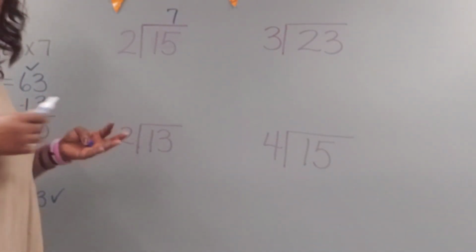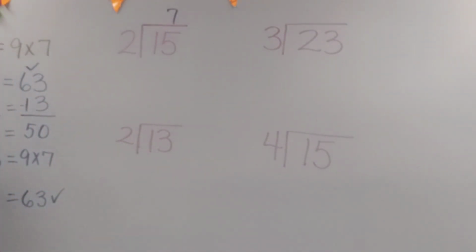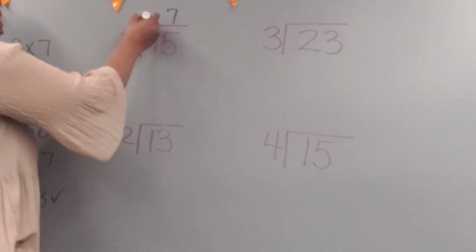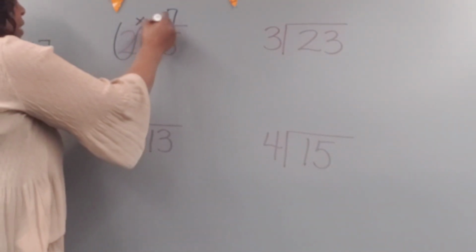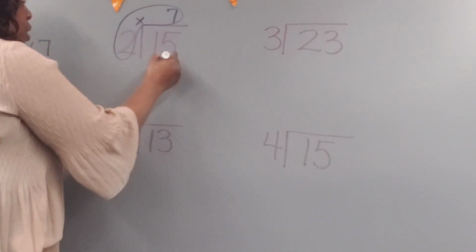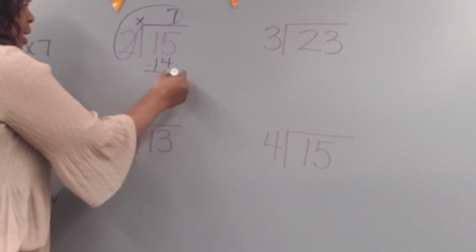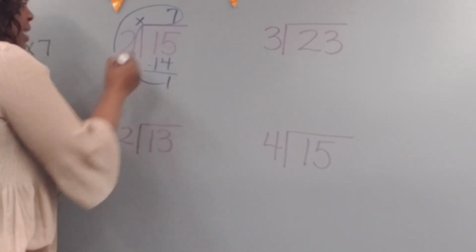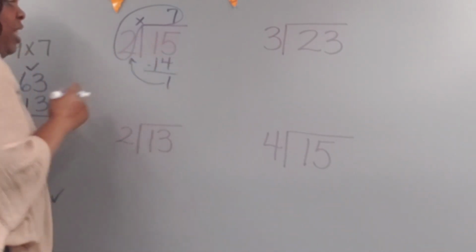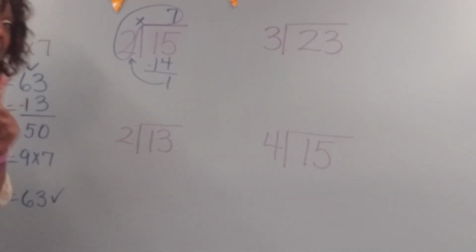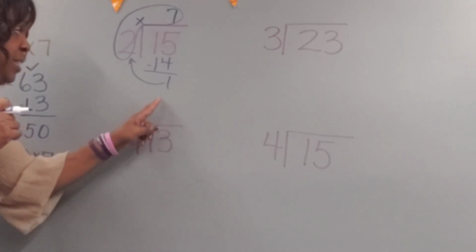We do our normal multiply afterwards. 2 times 7 equals 14. Subtract 1. Compare, it is less than 2. There's nothing left to bring down, so we're done. But this is where the difference is.